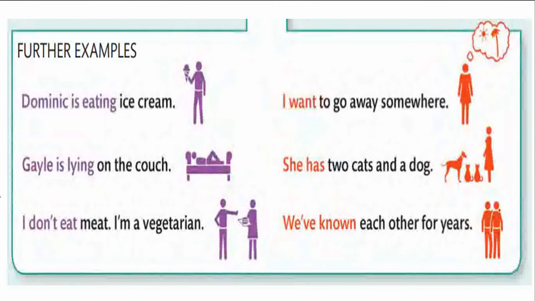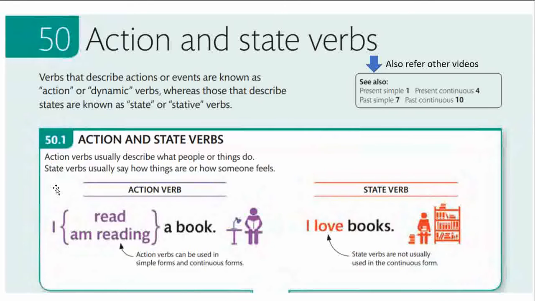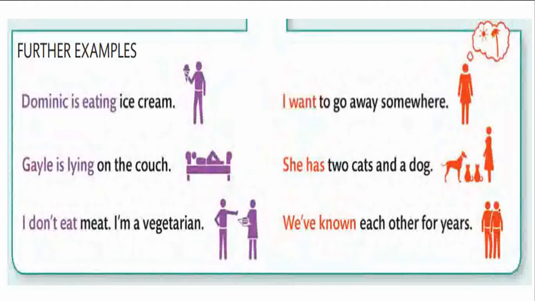Now let us see certain examples based on the rule that we have just seen. And taking you back to the color, remember purple is for action verb and red is for the state verb. Now let us explore. You will get a better idea as you see the examples. Dominic is eating ice cream. Now, eating is continuous tense. It is an action word. We can understand some action is going on. So over here, eating, or the word eat, is an action word.